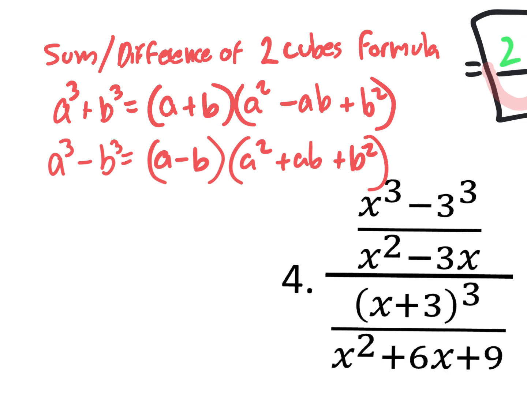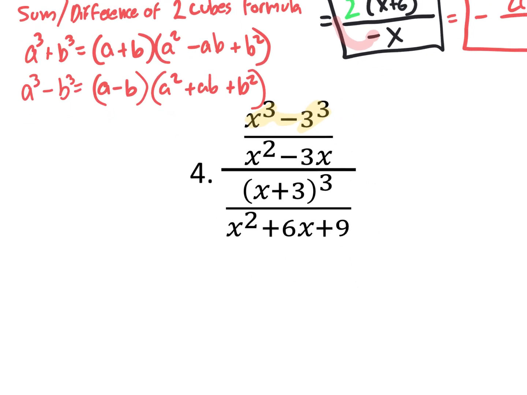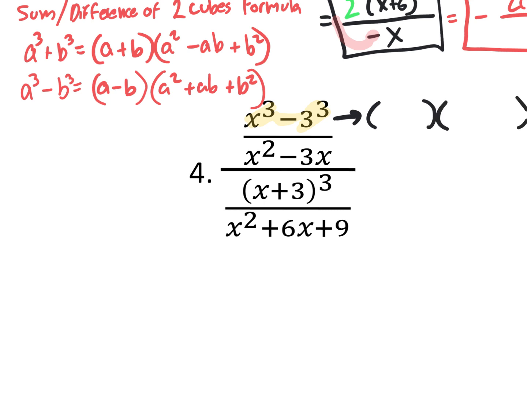So which one are we going to be applying with this guy right here? The difference of two cubes formula, right? So I might as well write it. I'm going to rewrite this guy right here as a binomial times a trinomial. So the question is, what is my binomial going to be? That's right, x minus 3. So everybody write x minus 3 as a binomial.